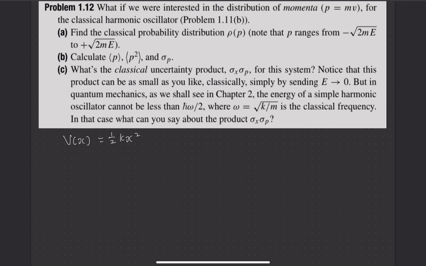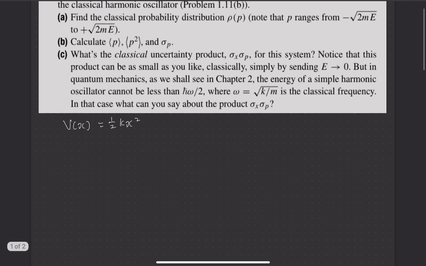Part A is asking us to find the probability distribution for P, for momentum. Basically, how we can find this is that we can say the probability that we get a certain dp. So the probability that the momentum is a certain value in the range of dp is equal to dt over T. Now, this makes sense because we're basically saying that the probability that the momentum is a certain value, like dp, is the amount of time that the momentum is that value divided by the total time.